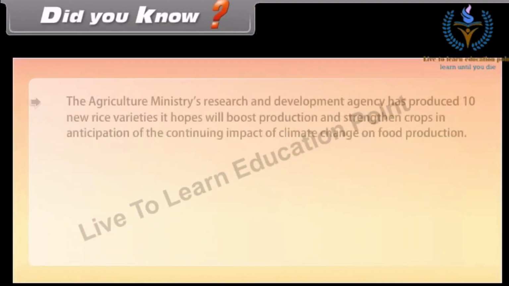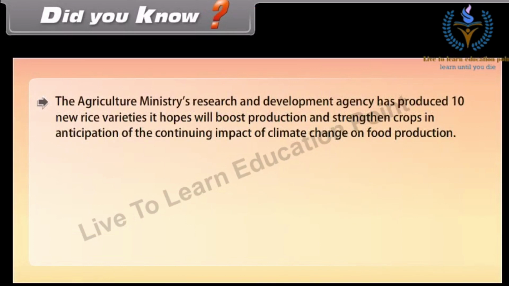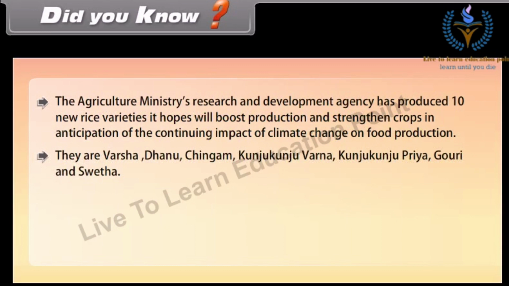Did you know the Agriculture Ministry's Research and Development Agency has produced 10 new rice varieties? It hopes it will boost production and strengthen crops in anticipation of the continuing impact of climate change on food production. They are Varsha, Dhanu, Chingam, Kunju Kunju Varna, Kunju Kunju Priya, Gauri and Sweta.